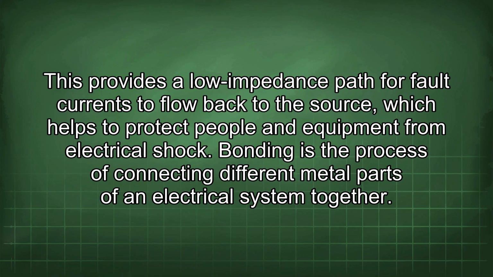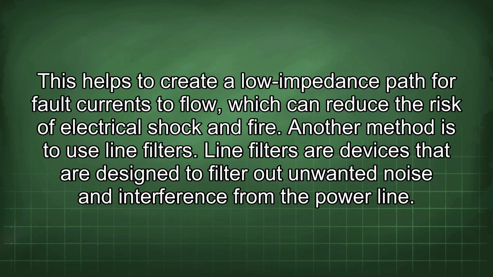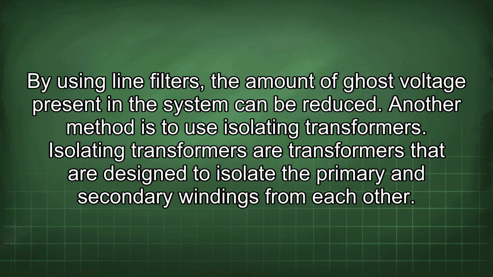Bonding is the process of connecting different metal parts of an electrical system together. This helps to create a low impedance path for fault currents to flow, which can reduce the risk of electrical shock and fire. Another method is to use line filters. Line filters are devices that are designed to filter out unwanted noise and interference from the power line. By using line filters, the amount of ghost voltage present in the system can be reduced.